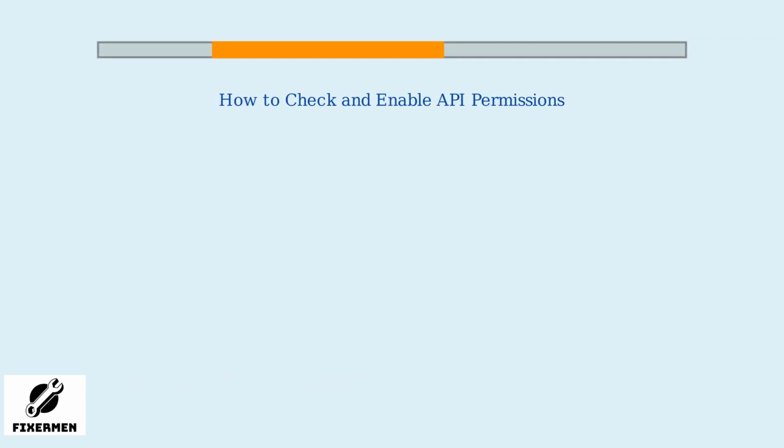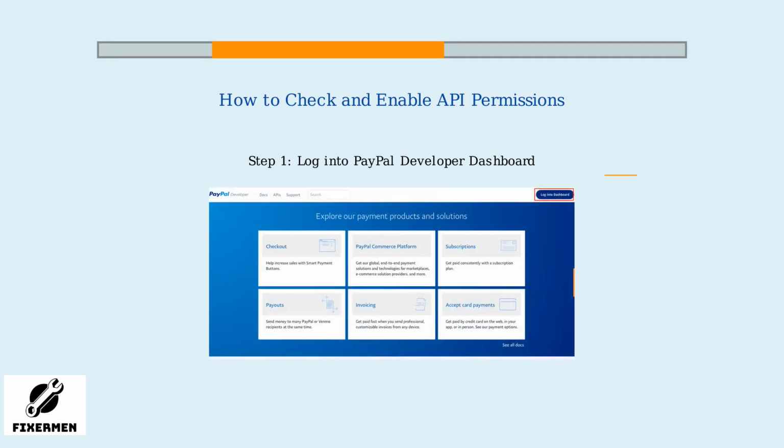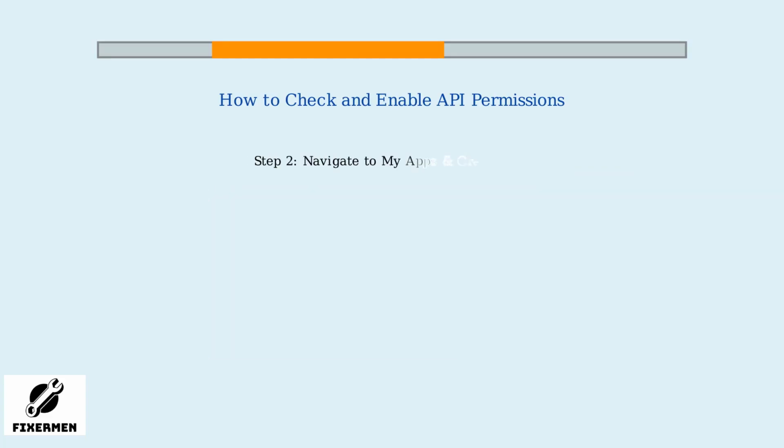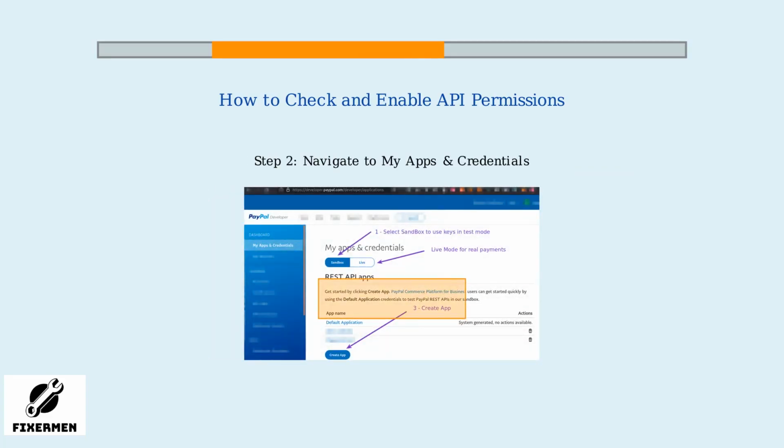To check and enable API permissions in PayPal, start by logging into the PayPal developer dashboard. This is where you'll manage your apps and credentials. Visit the PayPal developer website and log in to your account. You'll see the main dashboard with options for different services. Once logged in, go to your Apps section. Here you can see your REST API apps and switch between Sandbox and Live modes.